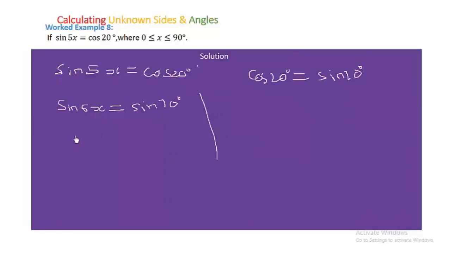Now the arguments are the same, so you equate them. So you must have 5x to be equal to 70 degrees. So divide through by 5, we obtain x to be equal to 14 degrees. Or we can use the calculator for it over here and take the sine inverse of the result. You obtain the same answer.